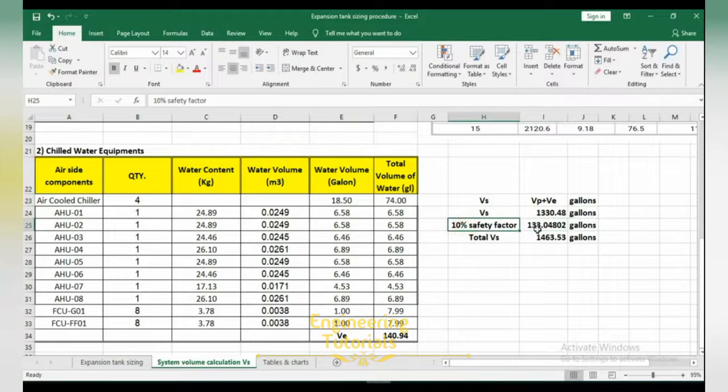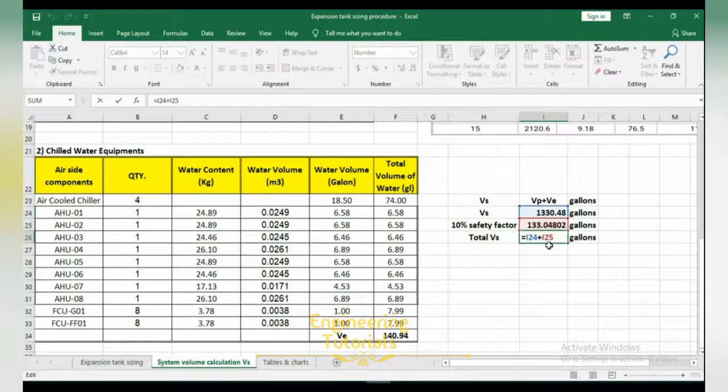Now we have to apply a safety factor. You can take a safety factor of 10 to 15%. I am going to apply a 10% safety factor to our calculation. So 10% of 1330 will be 133 gallons. The total volume of our system will now be 1330 plus 133, that is equal to 1463.53 gallons.